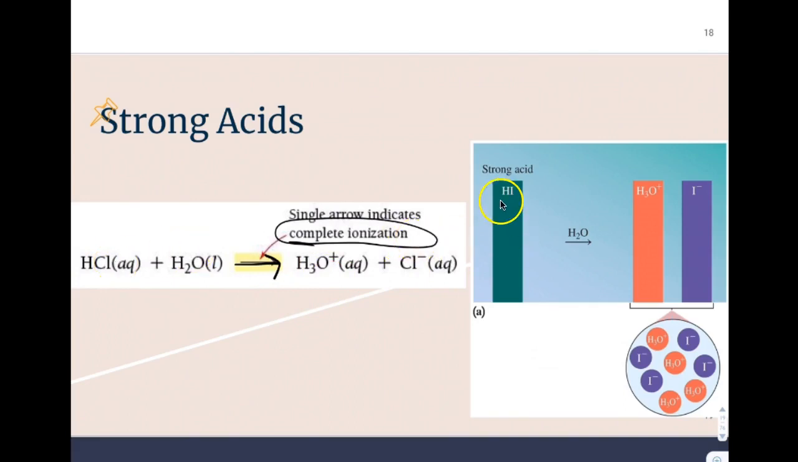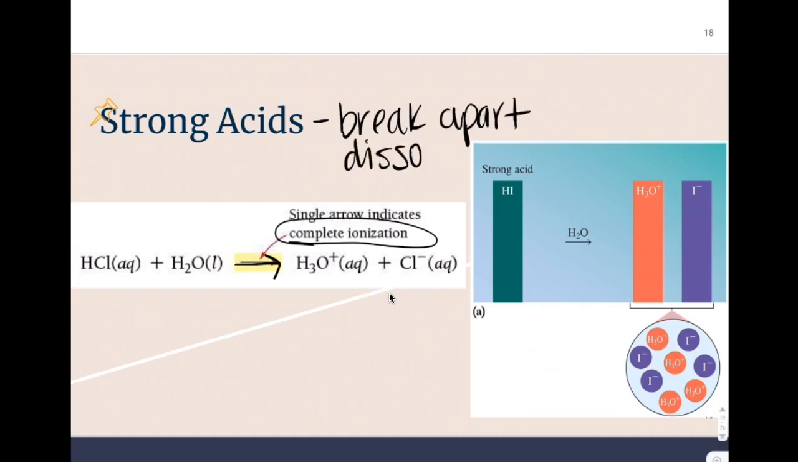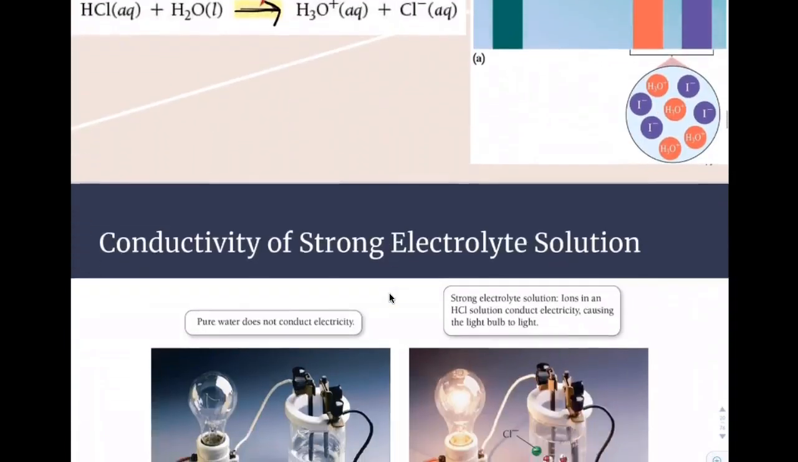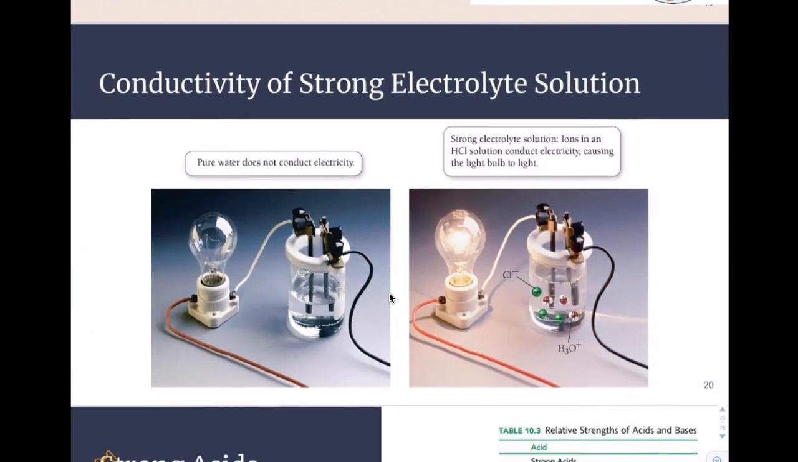And so if you put hydrochloric acid or hydroiodic acid, a strong acid, into water, it 100% turns into hydronium and the ion that it makes. And so strong acids break apart. And we learned this word in chapter 9, dissociate. 100%. So 100% breaks down, none left over. Which makes it a really good electrolyte, right? Because it makes a bunch of ions.